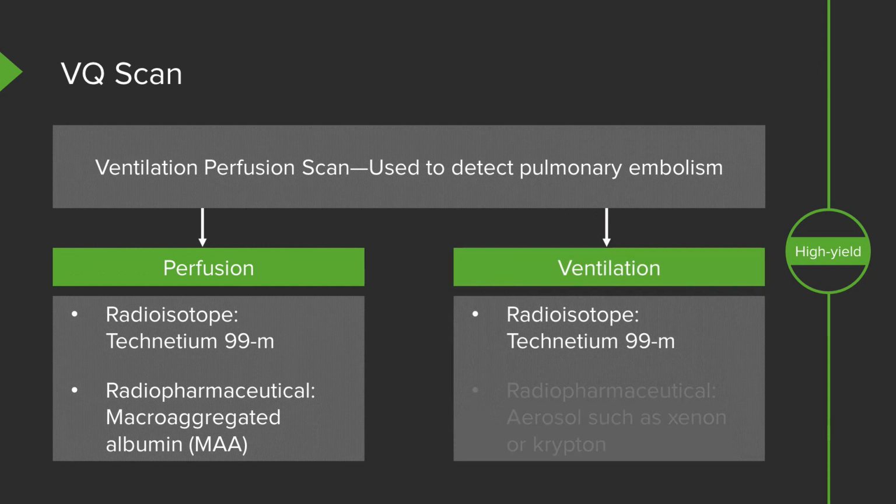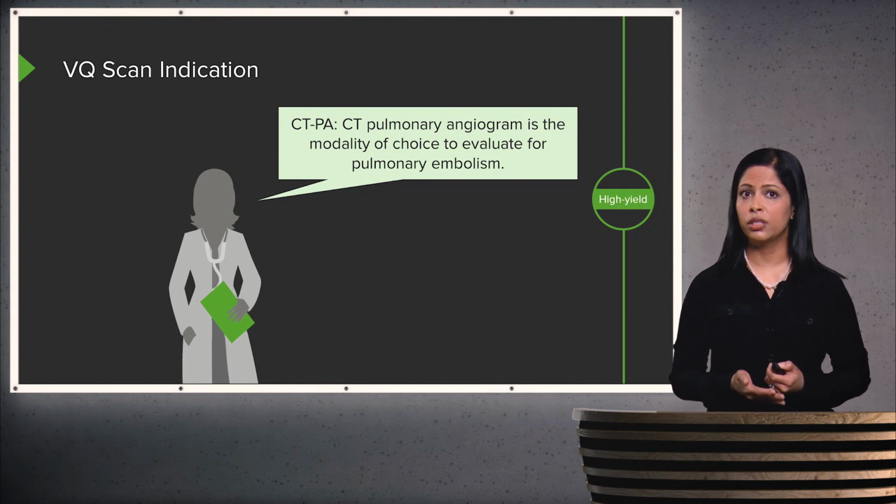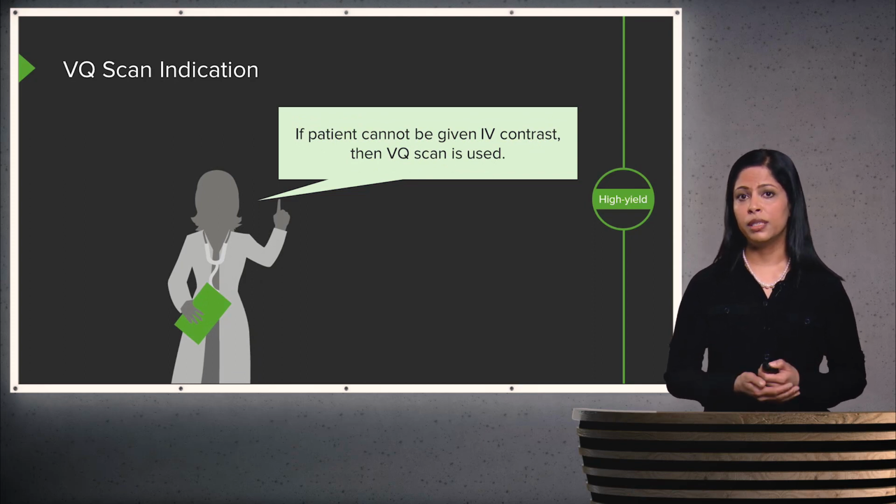For the ventilation part, again, it's the same radioisotope, technetium-99m, which is a very commonly used radioisotope. And the radiopharmaceutical is an aerosol, such as xenon or krypton. When a patient comes in with a suspected pulmonary embolism, really the modality of choice is a CT pulmonary angiogram. However, there are certain patients that can't undergo a CT, and those are the patients that would end up having a VQ scan. For example, a patient that has an allergy to intravenous contrast really can't undergo a CT pulmonary embolism study, and so a VQ scan would be the modality of choice in these patients.